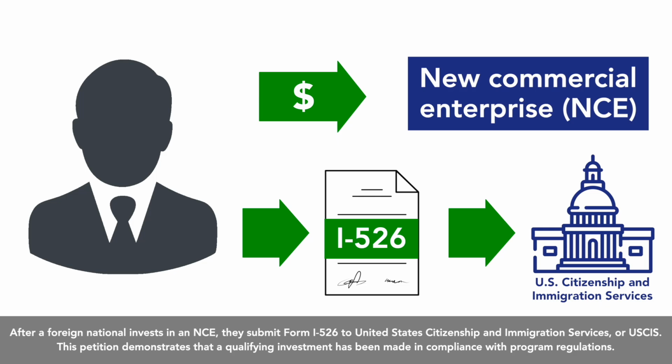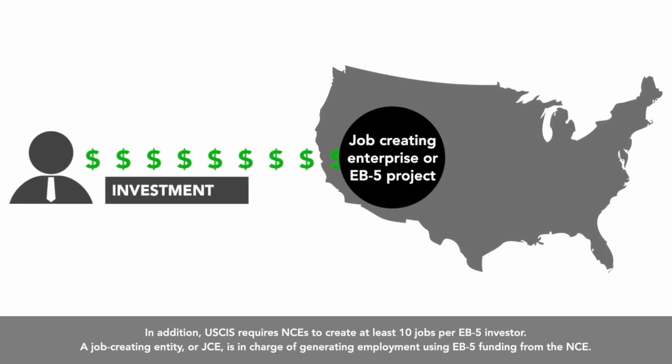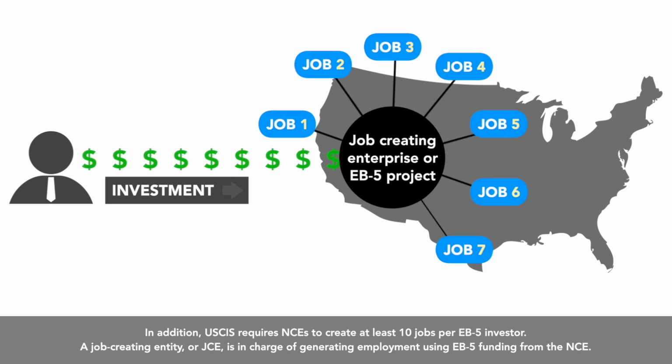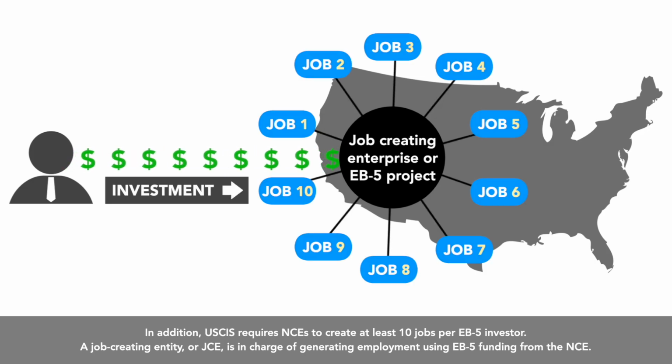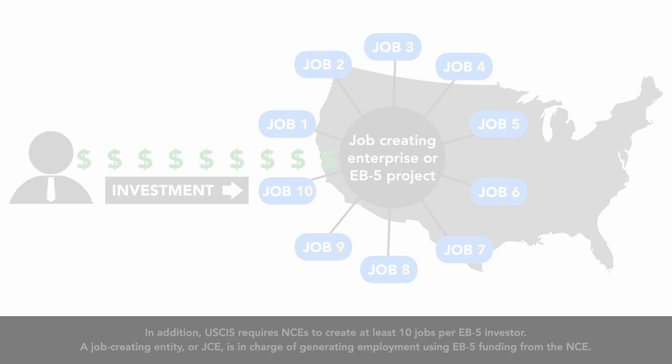or USCIS. This petition demonstrates that a qualifying investment has been made in compliance with program regulations. In addition, USCIS requires NCEs to create at least 10 jobs per EB-5 investor. A job-creating entity, or JCE, is in charge of generating employment using EB-5 funding from the NCE.